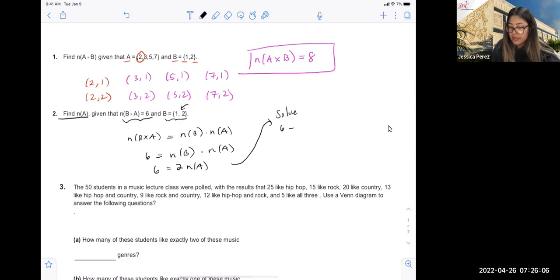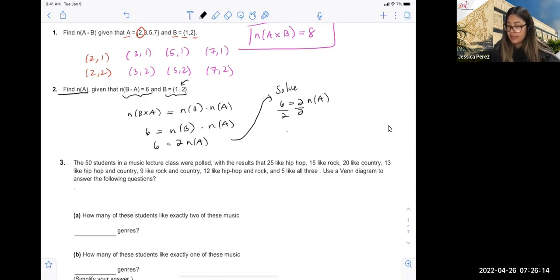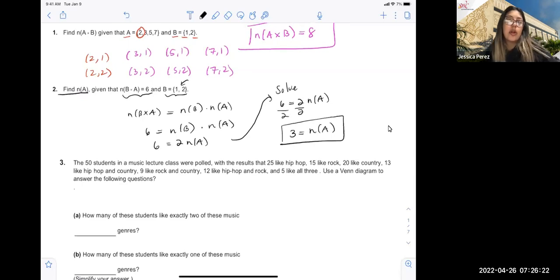And then you just solve an equation. We have 6 is equal to 2 times N of A. You divide both sides by 2. You're isolating the cardinality of A. So then you have 3 is equal to the cardinality of A. So 3 is the cardinality of A, which is exactly what we're looking for.